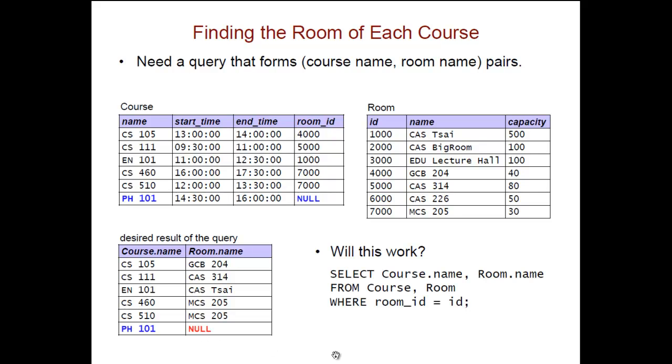So it might seem like we could do a standard join query. So we put both course and room in the from clause. That means we need a join condition, and the join condition is that the value of room ID from course has to match the value of ID from room. And you'll notice that in the select clause we have to prepend the name of the table so that we can disambiguate which name column we are referring to.